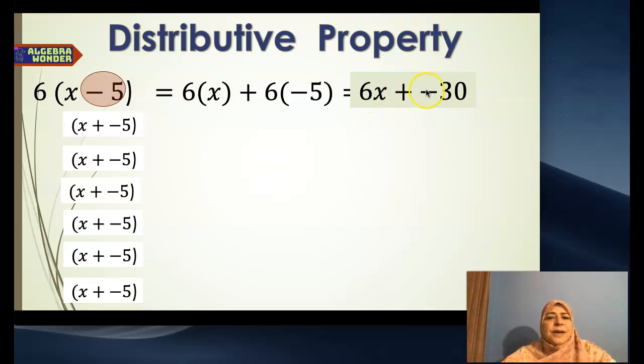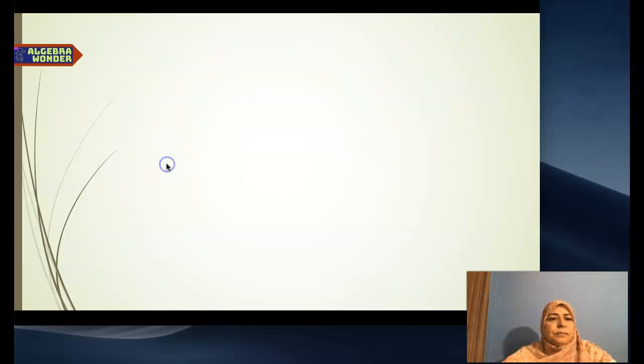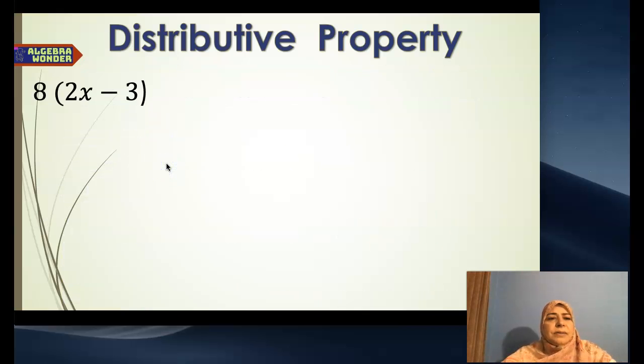And again, adding a negative is just subtraction. So you can just write it like that. You can say 6 times x is 6x, and 6 times negative 5 is negative 30, because I know that subtraction is just adding a negative. I usually put a circle around the negative number so I don't make a mistake. Let's try another one, and you're going to help me now. Again, I have 8 times 2x minus 3. So I'm going to make a circle around the negative number so I don't make a mistake.